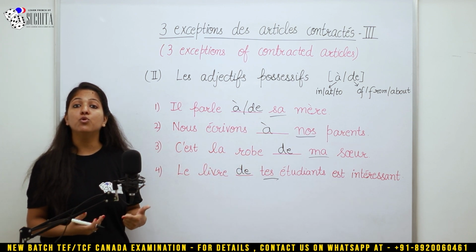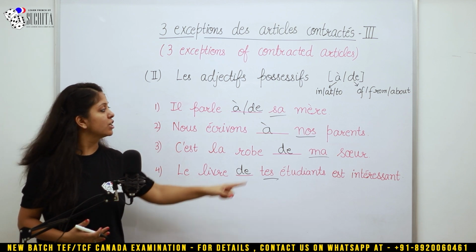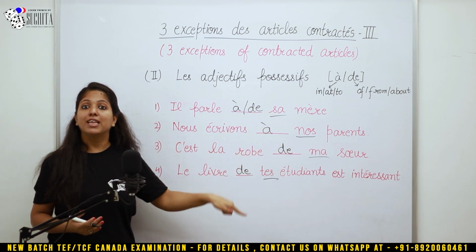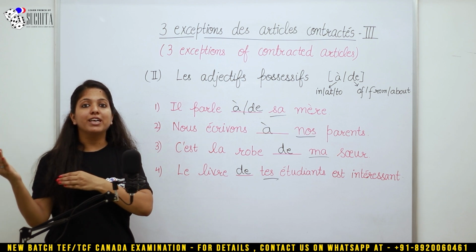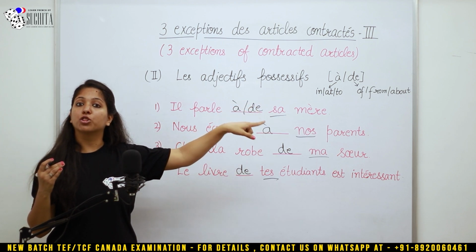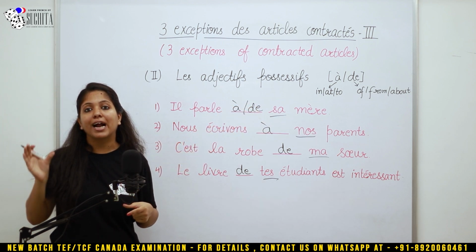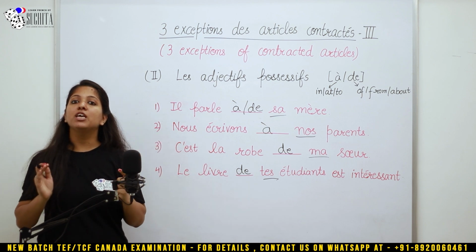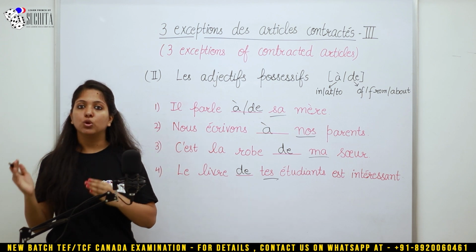So I repeat the rule for you. If the word which is next to the dash is a possessive adjective, then you will not use the definite articles with the preposition à or de. That means you will not use the contracted articles with them. You will simply use the preposition à or de.